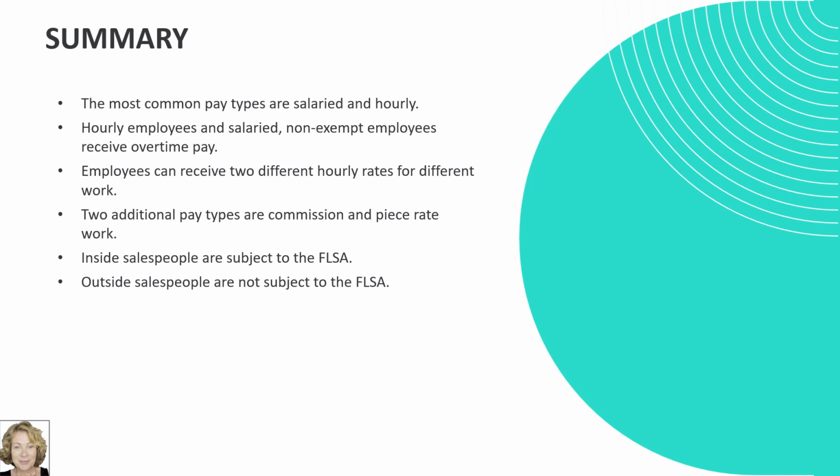Let's summarize what we learned. The most common pay types are salaried and hourly. I'm not quite sure how it is in other countries, but certainly here in the US, salaries and hourly are the most common ones. Hourly employees and salaried non-exempt employees receive overtime pay. Employees can receive two different hourly rates for different work. Remember the person that worked in HR and worked as a receptionist? So you can have two different hourly rates. Two additional pay types are commission and piece rate work.